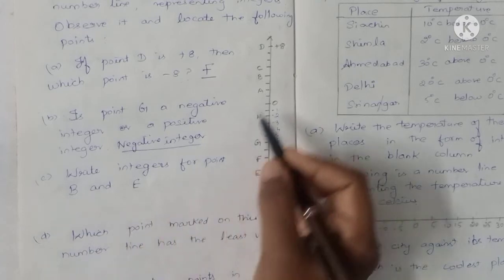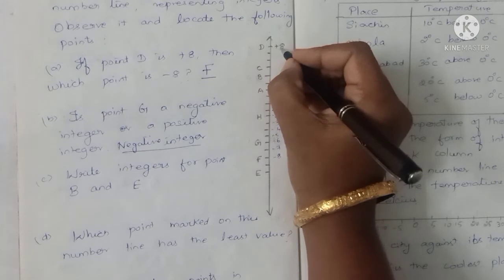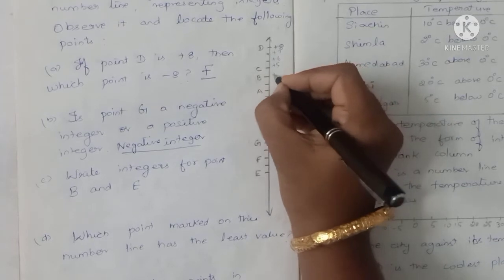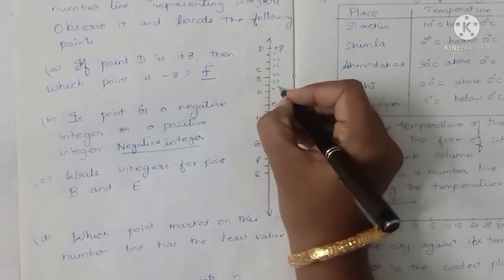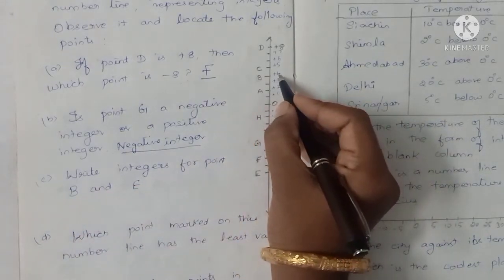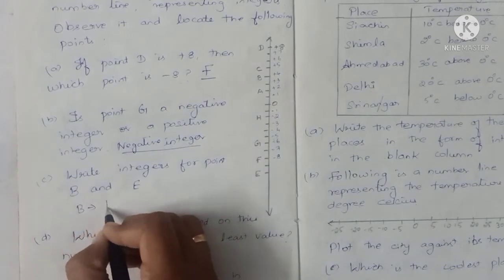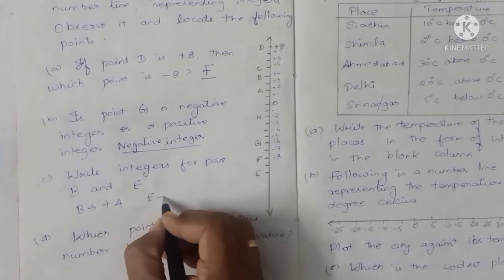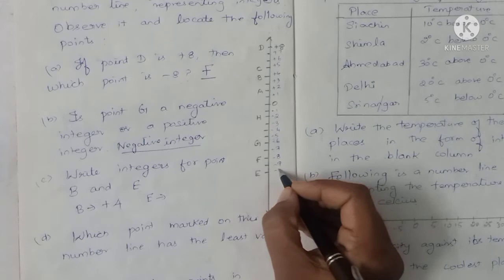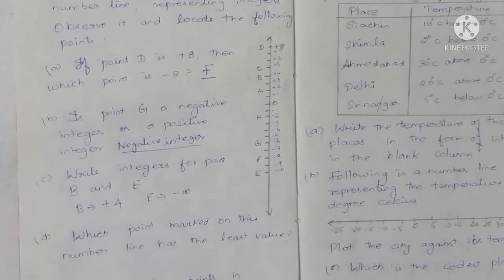Next subdivision C, write integers for point B and E. So what is the value for point B? This is plus 8, plus 7, plus 6, plus 5, plus 4, plus 3, plus 2, plus 1. So B is plus 4. And for point E, this is minus 8, minus 9, minus 10. So for point E, we will have minus 10.